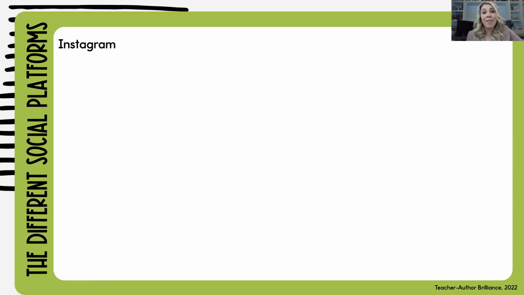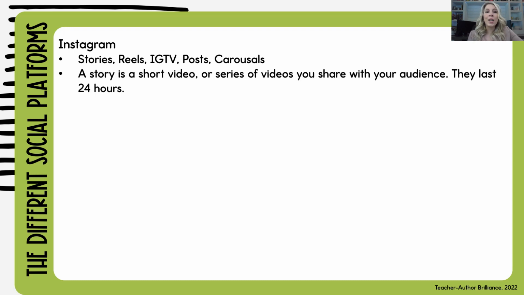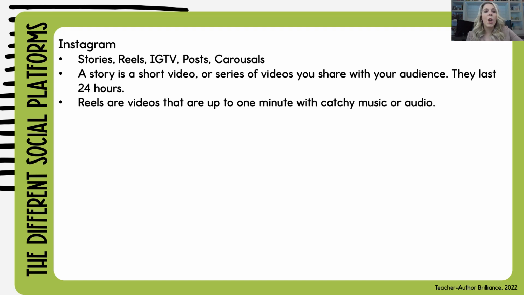All right, let's dive into all the different social media platforms. Let's begin with Instagram. On Instagram, you have stories, reels, IGTV, posts, or carousels. But what is all this? Well, a story is a short video or series of videos you share with your audience, and they last 24 hours. A reel are also videos, but they last up to 1 minute with a catchy music or audio.